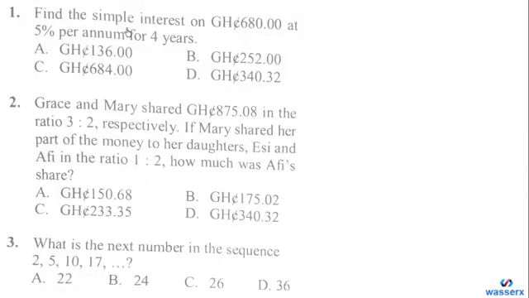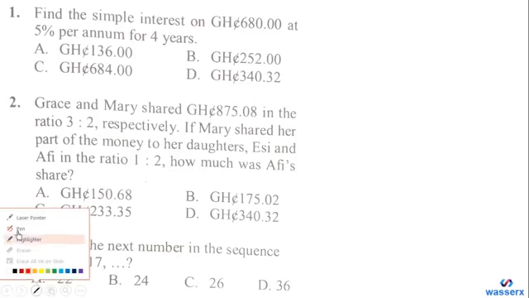This is WASSCE 2011 paper 1, November-December, objectives. The first question is: find the simple interest on 680 Ghana cedis at 5% per annum for 4 years.